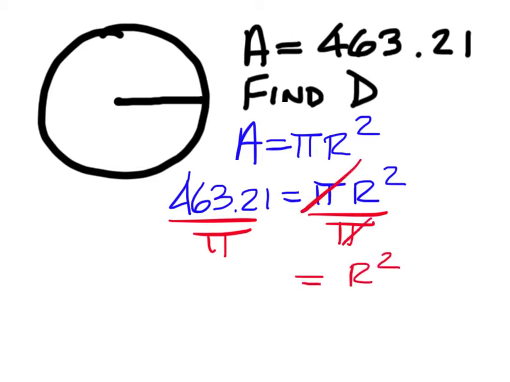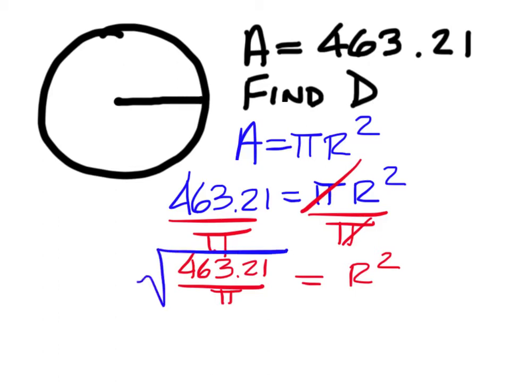Now over here, we'll leave this as 463.21 over pi for right now, because you can do this in conjunction with the next calculation you have to do instead of doing two separate things. So to get r, we have to find the square root of both sides. So you're going to do this and this. The square root of r squared is simply r. And then over here on this side you can do some calculations.